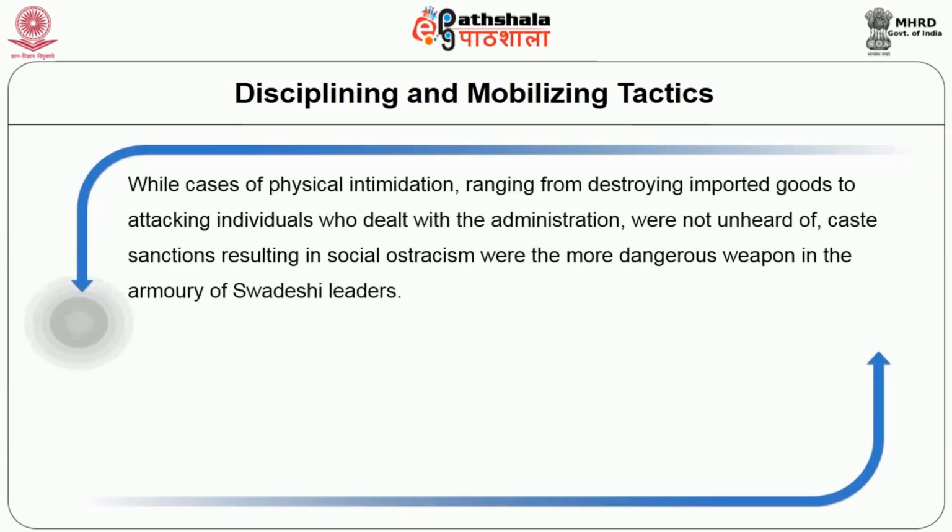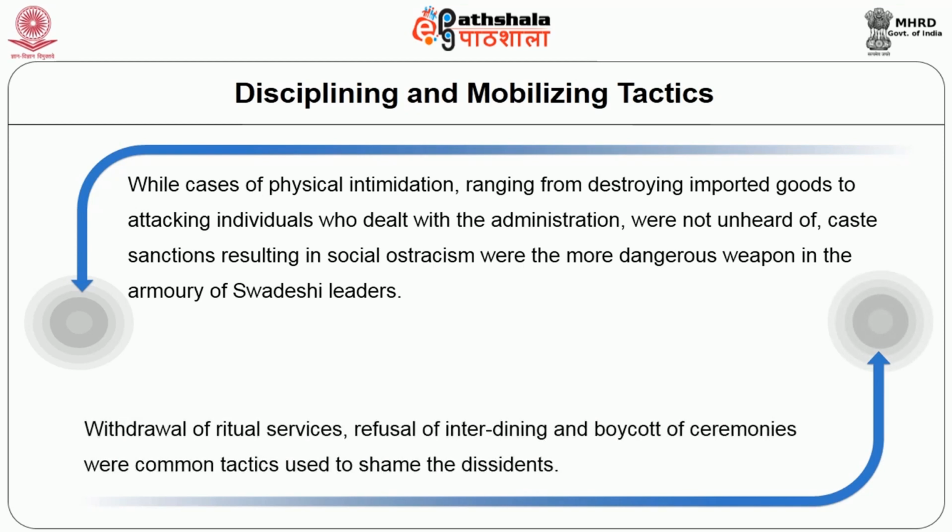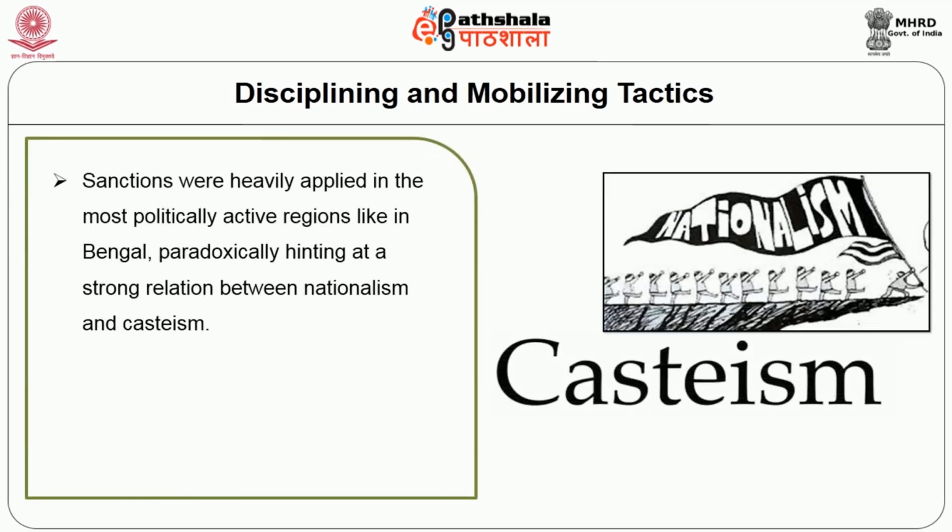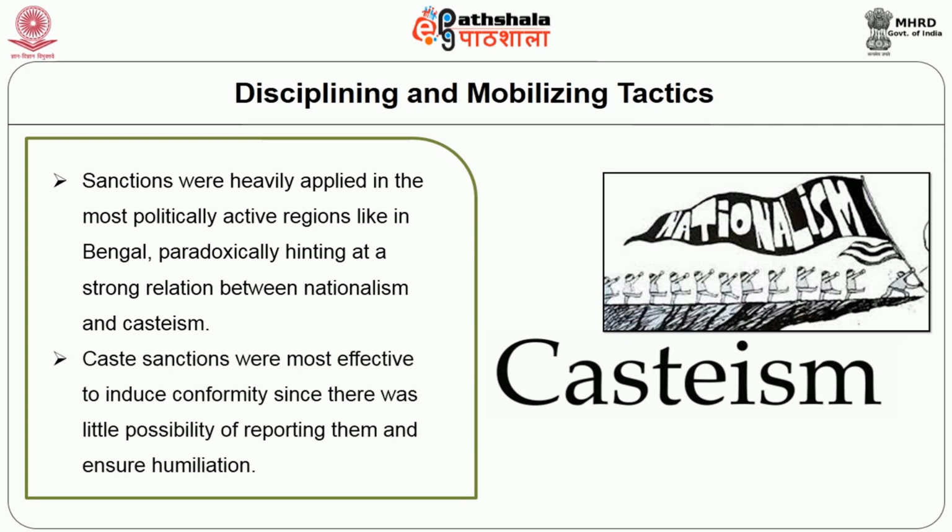While cases of physical intimidation ranging from destroying imported goods to attacking individuals who dealt with the administration were not unheard of, caste sanctions resulting in social ostracism were the more dangerous weapons in the armory of Swadeshi leaders. Withdrawal of ritual service, refusal of interdining and boycott of ceremonies were common tactics used to shame the dissidents. Such sanctions were heavily applied in the most politically active regions like Bengal, paradoxically hitting at a strong relation between nationalism and casteism. Caste sanctions were most effective to induce conformity since there was little possibility of reporting them and ensuring humiliation.